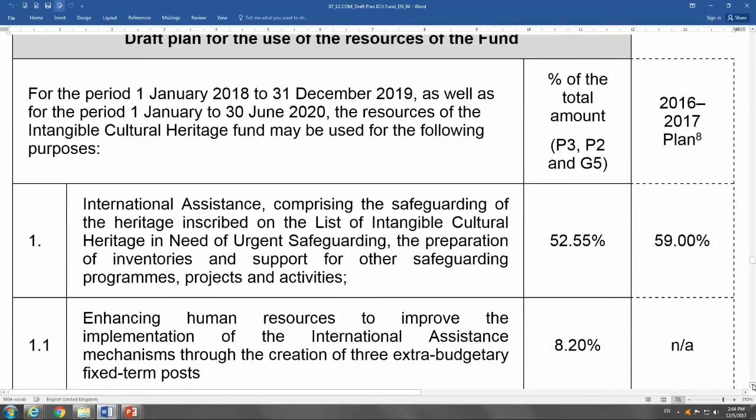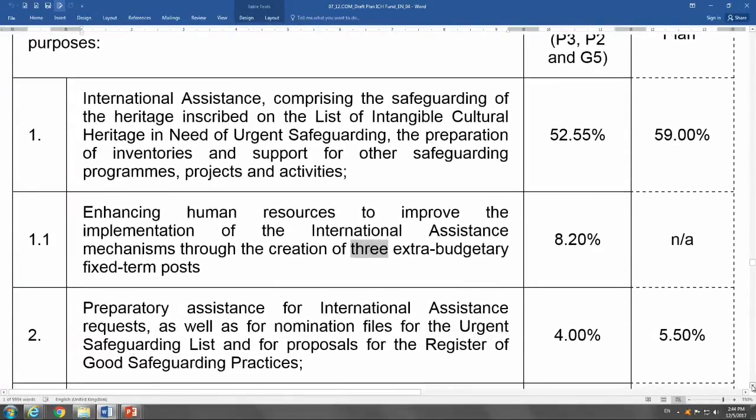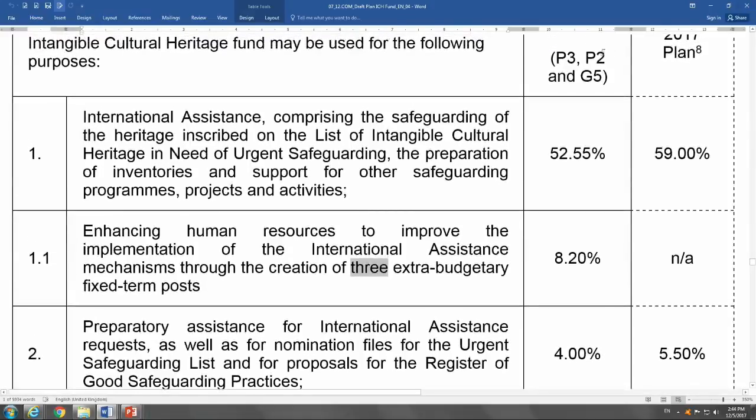I remind you that budget lines 1 and 2 are the underutilized budget lines, so that line 1 now represents 52.55% of the overall fund. Budget line 1.1 represents 8.2% of the overall fund, and budget line 2 represents 4% of the overall fund, and all other budget lines remain as they were in your proposal. So you are being asked to now adopt the annex, which includes 3 posts, a P3, a P2, and a G5, as was discussed. So you have to ask if there are any comments.